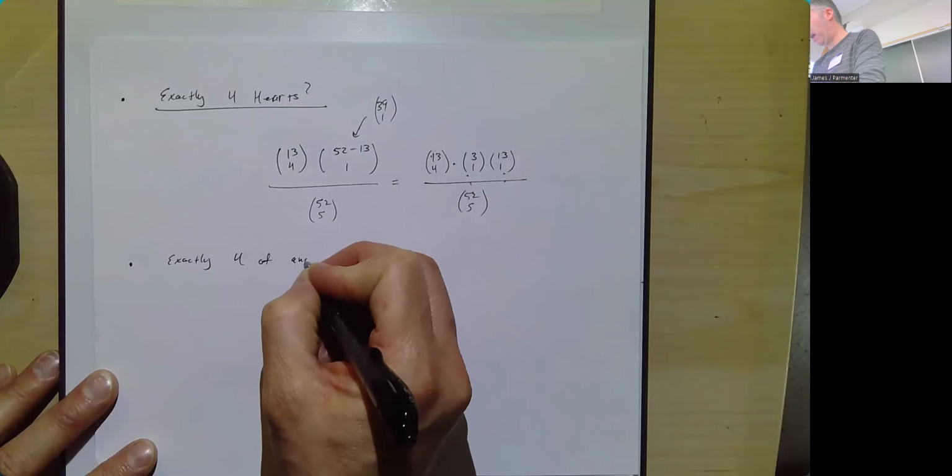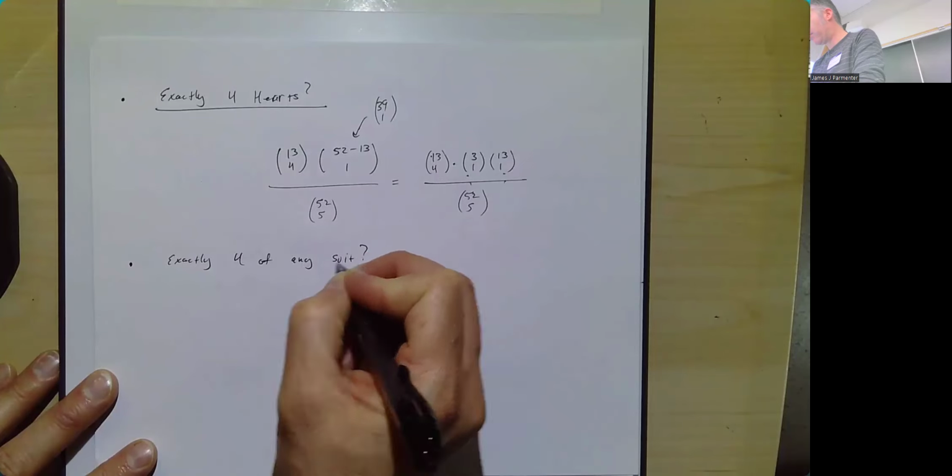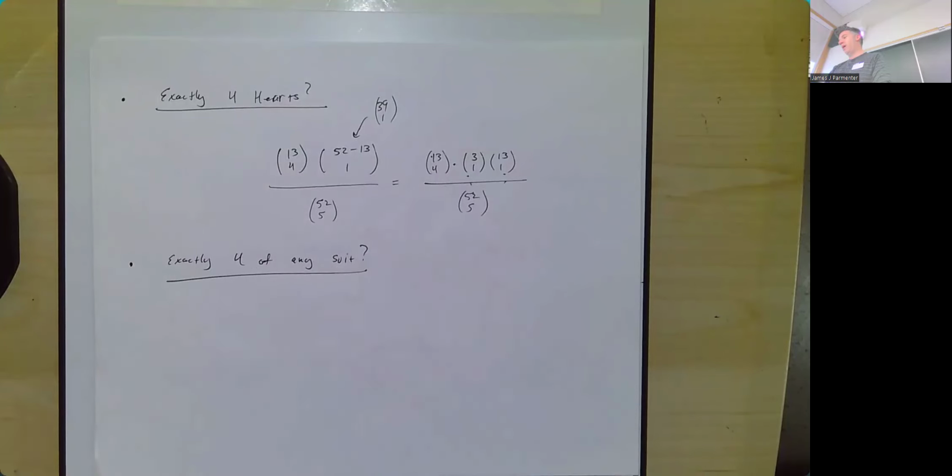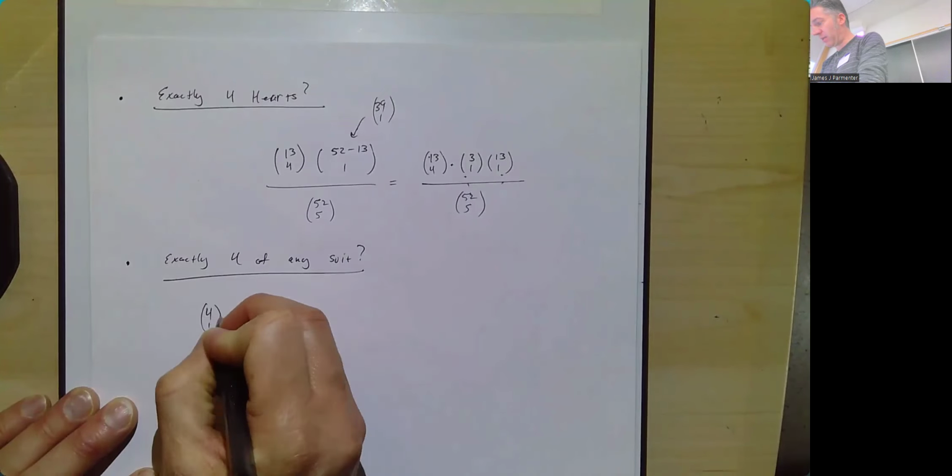Exactly 4 of any suit. Well, let me ask you all, what do you think I could do to my previous answer to get my new answer? Exactly, multiply it by 4. I'm going to say 4, choose 1. First, you're picking the suit instead of just deciding on hearts, and then the rest is the same. So it's going to be 4 times as many possibilities.